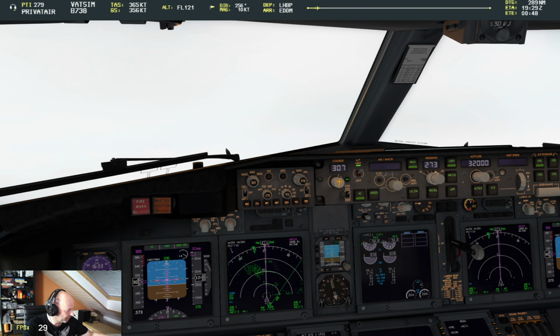Good. The takeoff went well, so we can switch off the chronometer, or reset it rather, and we just need the elapsed time for the flight. Climb level 340, private air 279. Level 200 with F30.